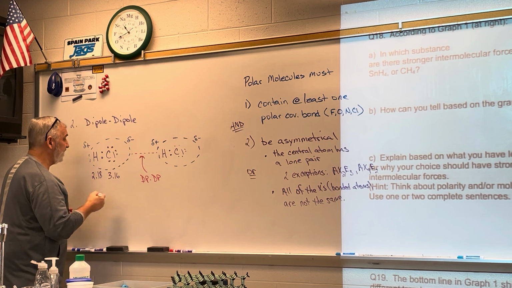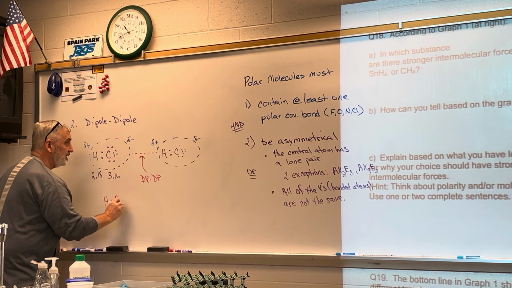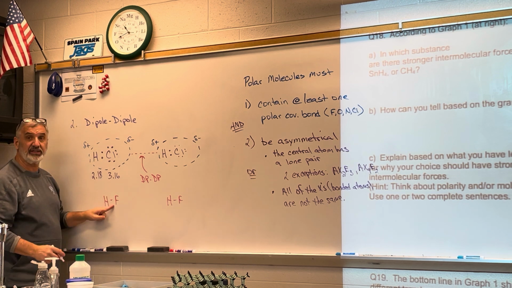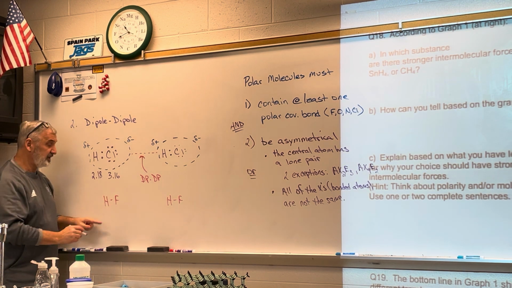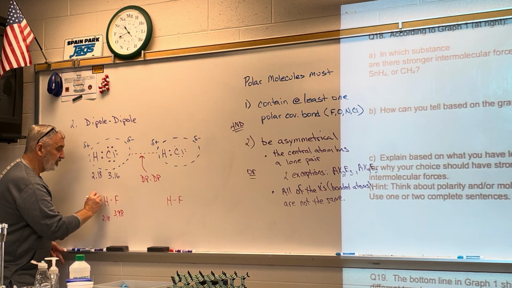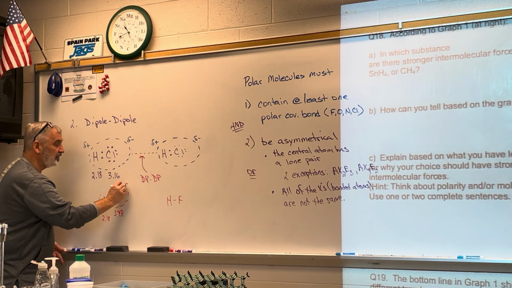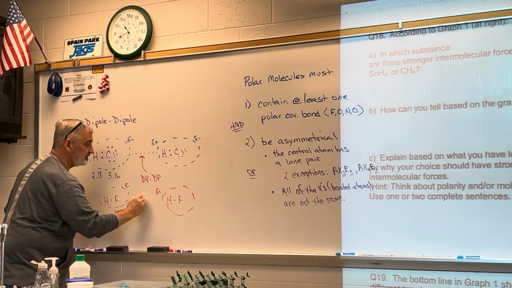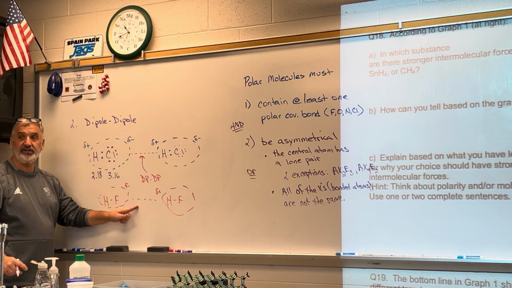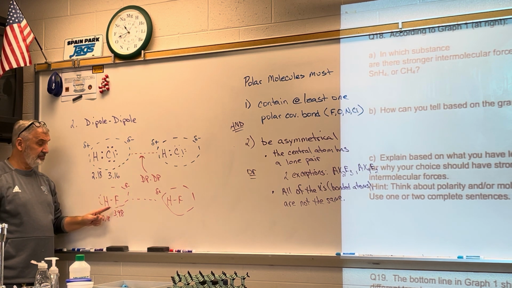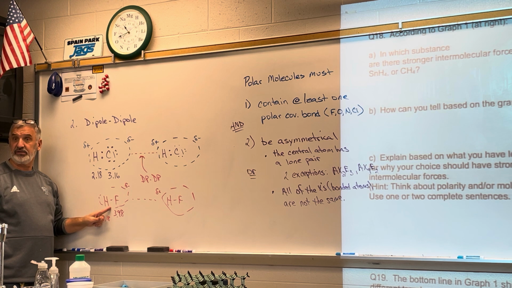So if I compared HF, well, I know that fluorine is the most electronegative element. So this is 3.98 versus 2.18. So when the electron cloud gets distorted, it's even more, so that's even stronger, negative and positive. So this dipole-dipole attraction here is going to be even stronger than that one, because it's going to be a stronger magnet, so to speak. There's a bigger difference. Its dipole moment is going to be greater.